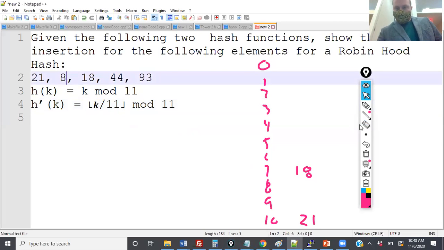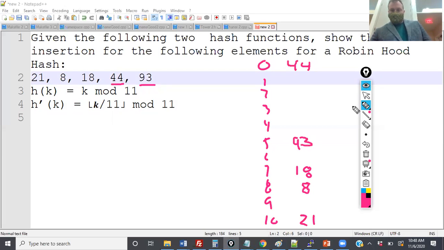All right, so 21 mod 8 would give us 5, and 18 would be 7. 44 mod 11 is going to be 0. 93 mod 11 is going to be 5. Yeah, it's going to be 5, so it'll be 93. So let's add a few more and see what's going to happen here.